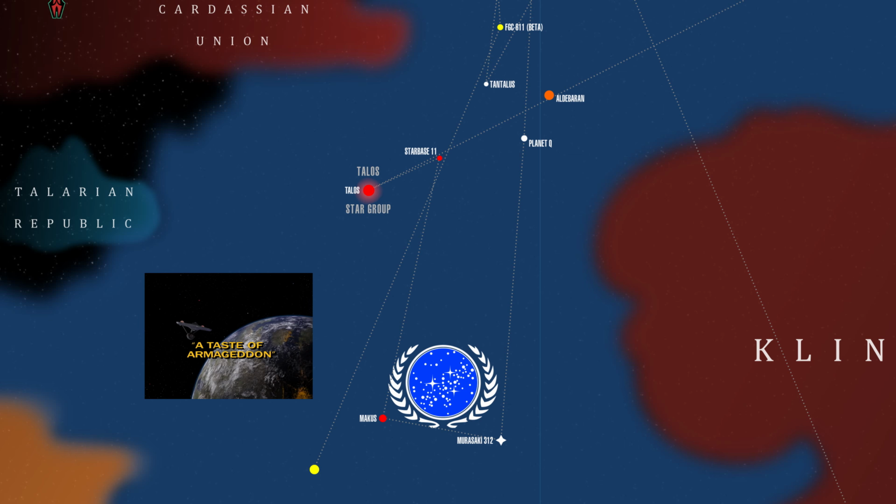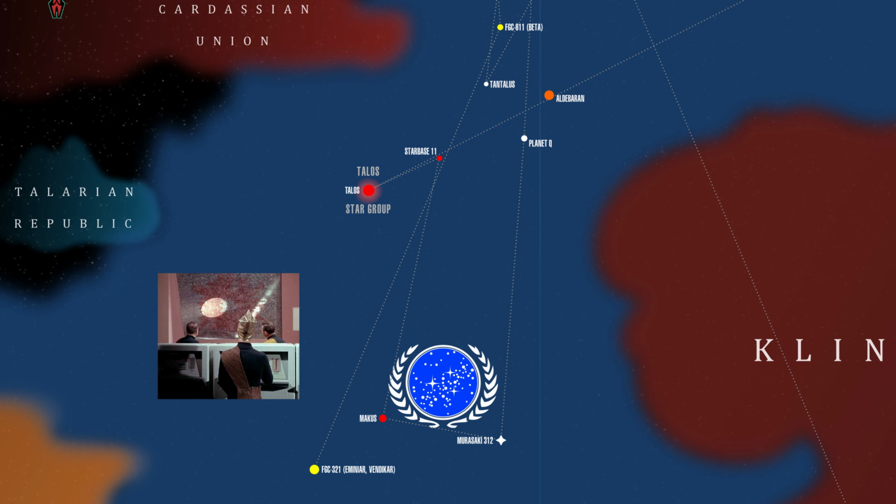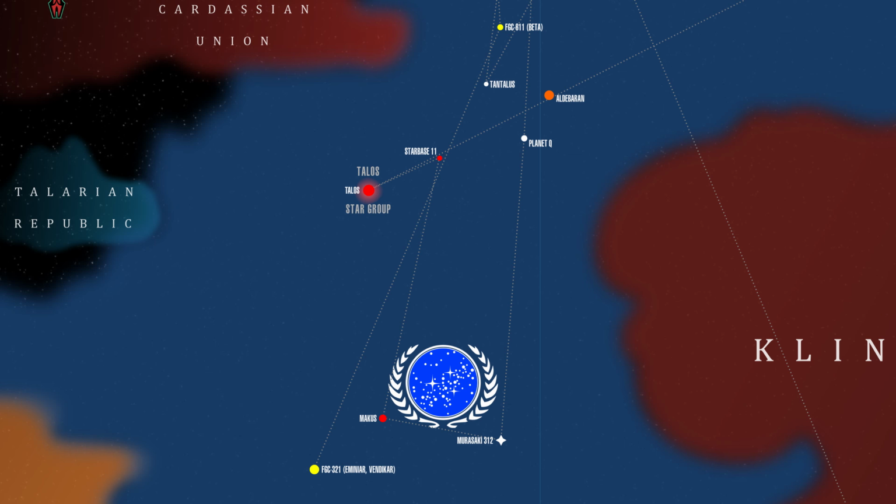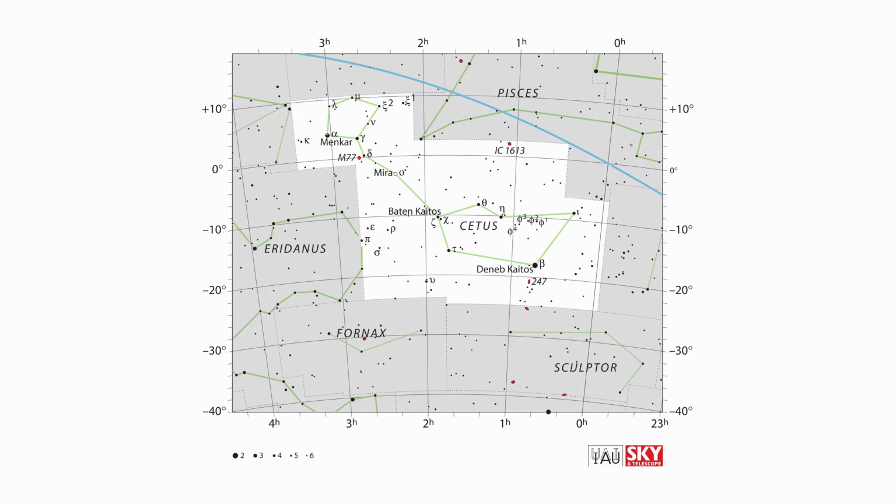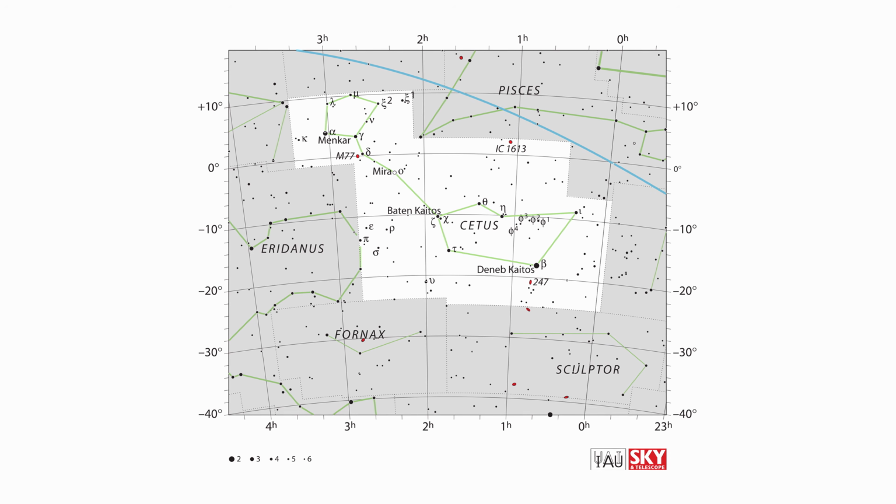Episode 23, A Taste of Armageddon, sees the Enterprise visit Eminiar 7, home to a civilization at war with members of their species who have colonized Eminiar 3. These planets are in star system FGC 321, which stellar cartography places in the Alpha Quadrant halfway between Klingon and Tholian space, presumably in the constellation Cetus.